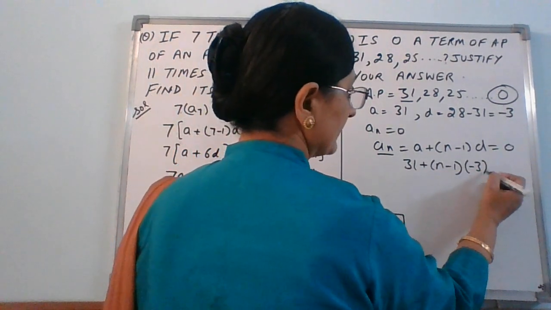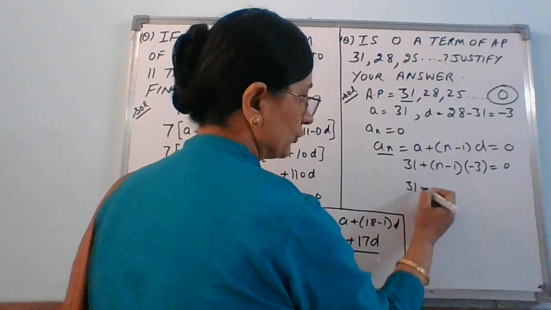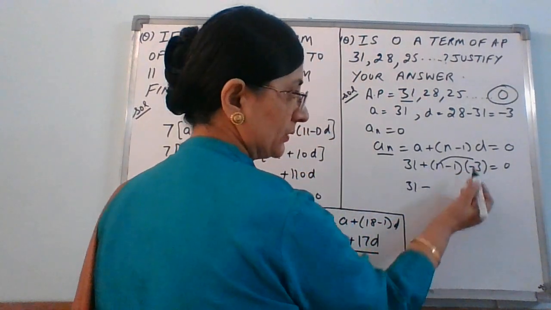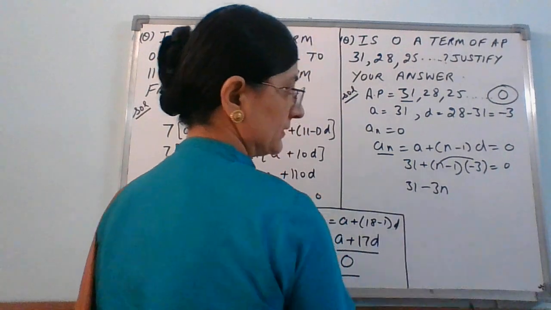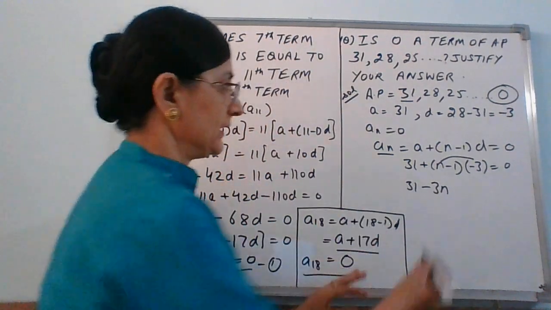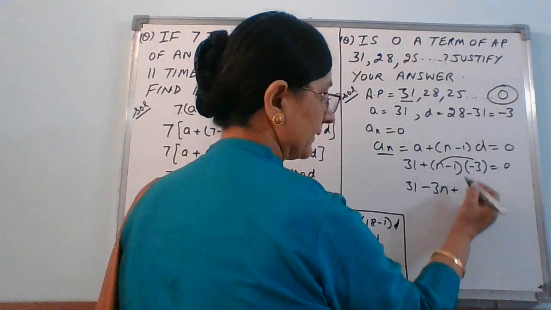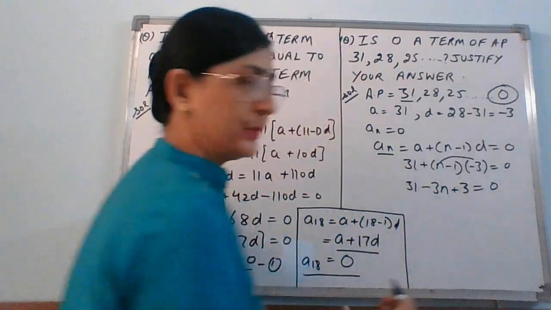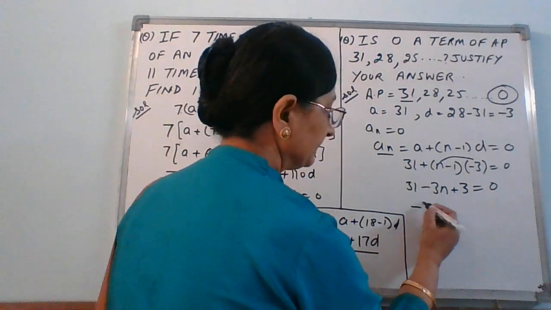So here d is -3 and a is 0. So let us open the bracket here. Multiply this by this: -3 into n is -3n, minus minus plus 3 ones are 3, equals 0. Now let us simplify this here.